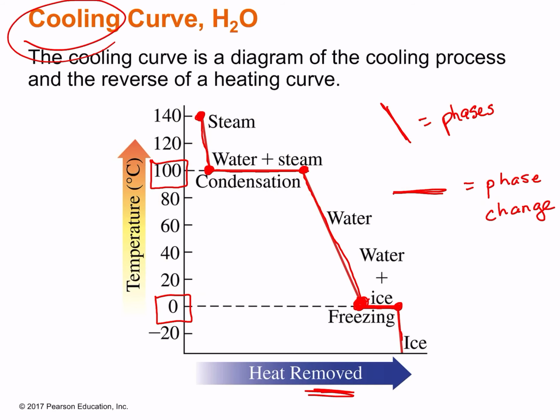But otherwise, it's got all of the same things, but we are going to have different labels for our phase changes, right? This is condensing and freezing instead of melting and evaporating, right? So just make sure you know which labels go with which types of curves, and you can recognize the different phases and phase changes.